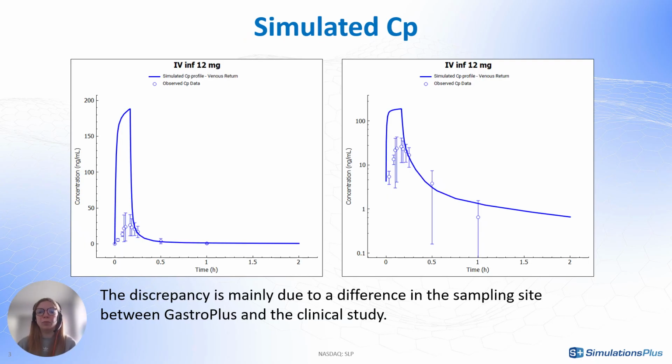Here you can see the simulation result of an IV administration of our compound of a 12 milligram dose with an infusion time of 10 minutes. As you can see, the simulated concentration at the venous return site is over-predicting the observed data. So here, this is the blue curve that you can see here. The discrepancy is mainly due to a difference in the sampling site between GastroPlus and the clinical study.